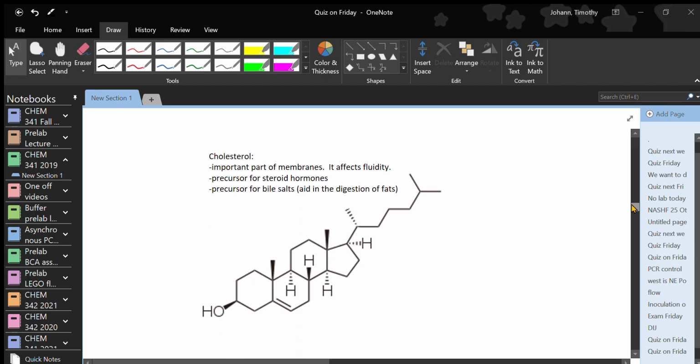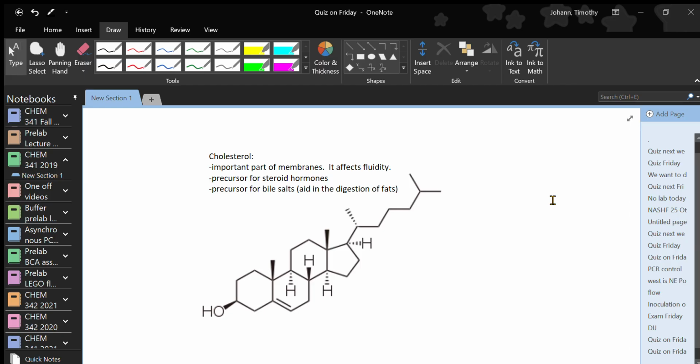Let's go on, and we're going to start talking about cholesterol and cholesterol metabolism. So this is cholesterol. It is an important part of membranes. It affects the fluidity. We talked about this last term. It makes membranes more fluid or less fluid depending on the context and what's needed for those membranes.